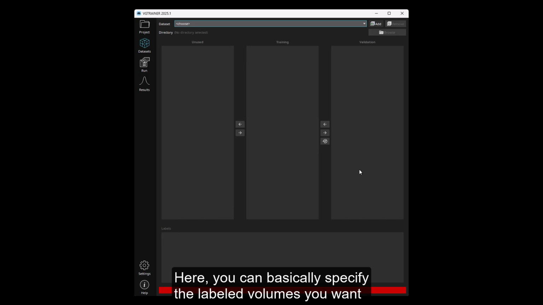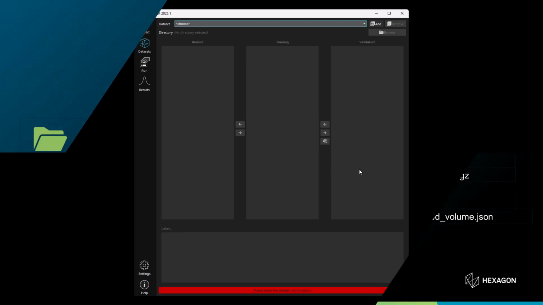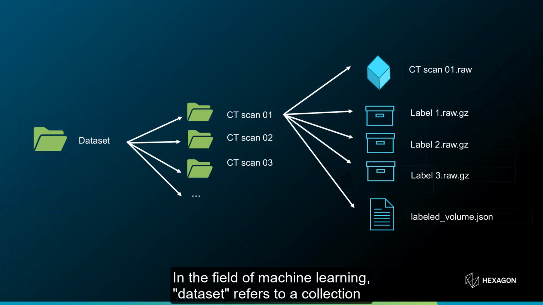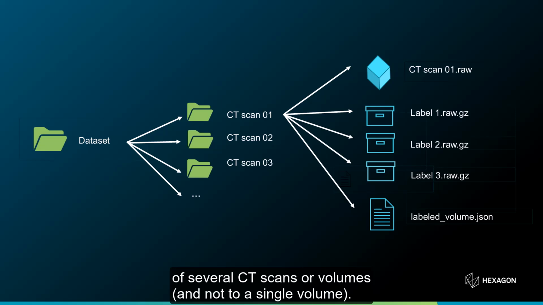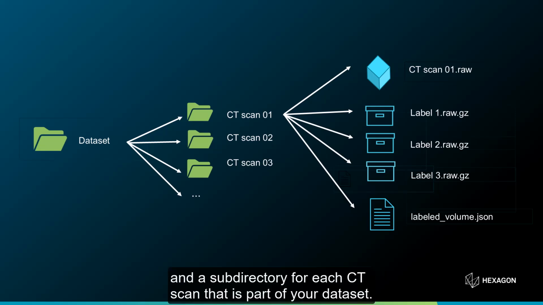Here, you can basically specify the labeled volumes you want to use for training your model. One word about the term dataset. In the field of machine learning, dataset refers to a collection of several CT scans or volumes and not to a single volume. It is recommended that you create a top-level directory for the dataset and a subdirectory for each CT scan that is part of your dataset.